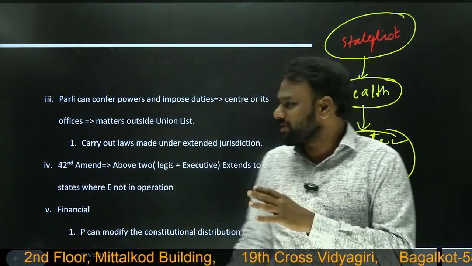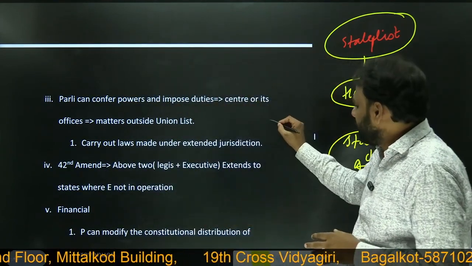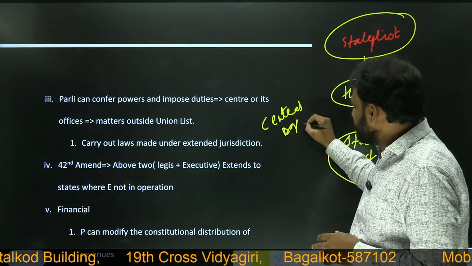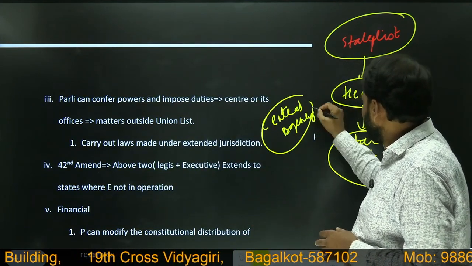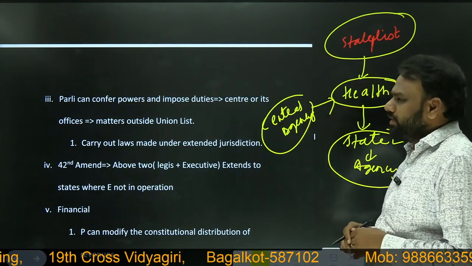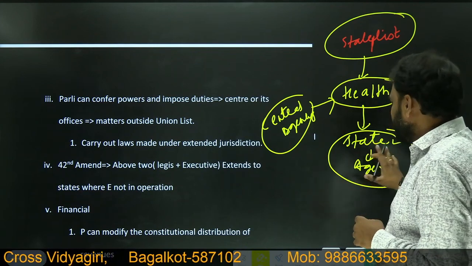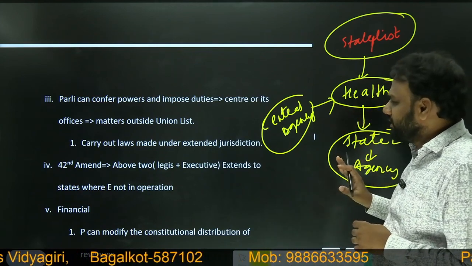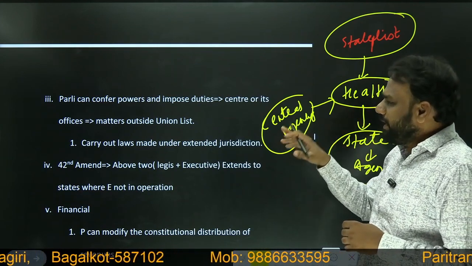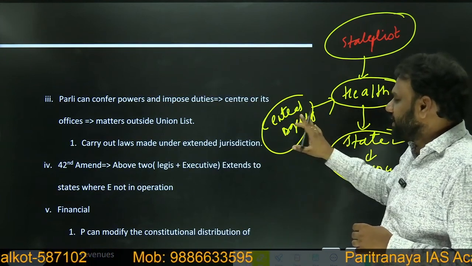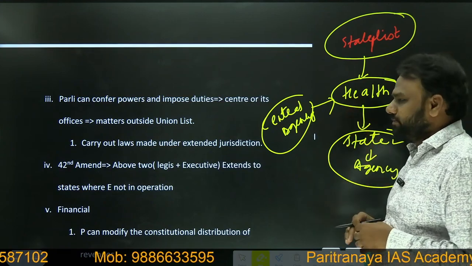But during national emergency, Parliament can declare that a central agency will implement it. So who can do it? Only Parliament can do it. So normally a state agency will implement health related things, but during emergency, Parliament can say that the state agency will not implement it, but a central agency will implement it.